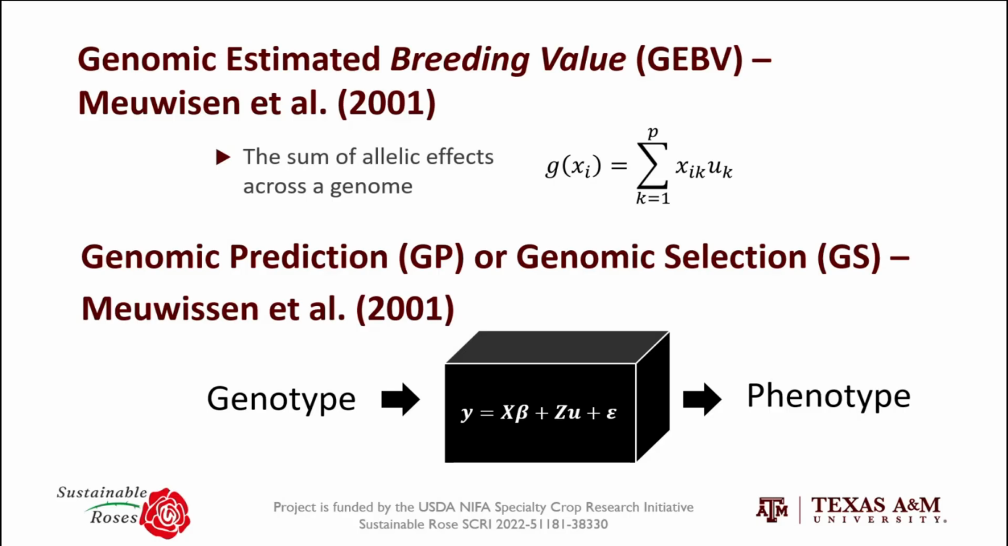If the breeding value is high, it's great. It has high genetic merit. If the breeding value is low, it has low genetic merit. We don't want that individual. And again, this is how genomic prediction works. You've got a genotype, you have a model with effects, then you can predict that phenotype.